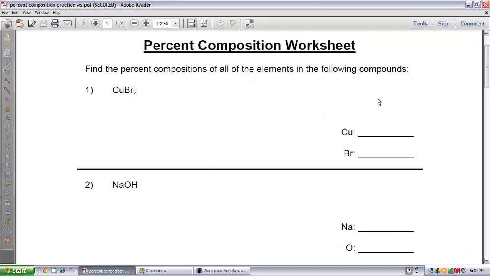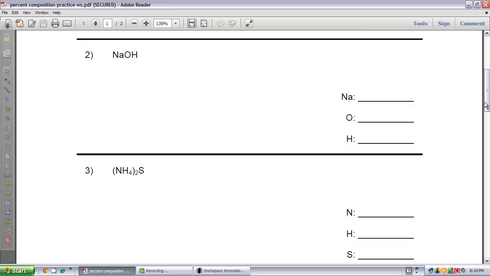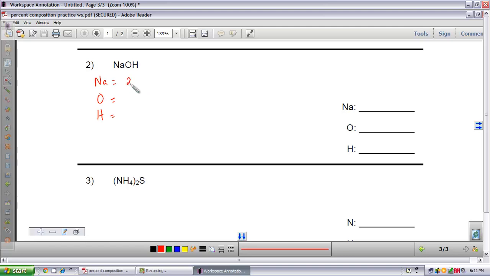Okay. The next one we have is sodium hydroxide. Sodium hydroxide is composed of sodium, oxygen, and hydrogen. 3 atoms. Okay. If you look at your periodic table, sodium is 22.990. And that's how many grams are in a mole. Oxygen is 15.999 grams in a mole, so that's how much mass the oxygen is contributing. And then hydrogen is 1.008 grams in a mole.